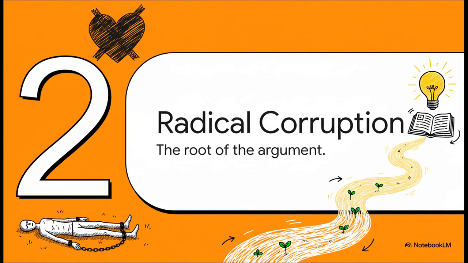So let's start with the big one, the T in TULIP, total depravity. Now, according to Sproul, if you can really grasp this one single point, the way it's truly meant, then the rest of the logic just falls into place. It's the absolute linchpin of the entire system.